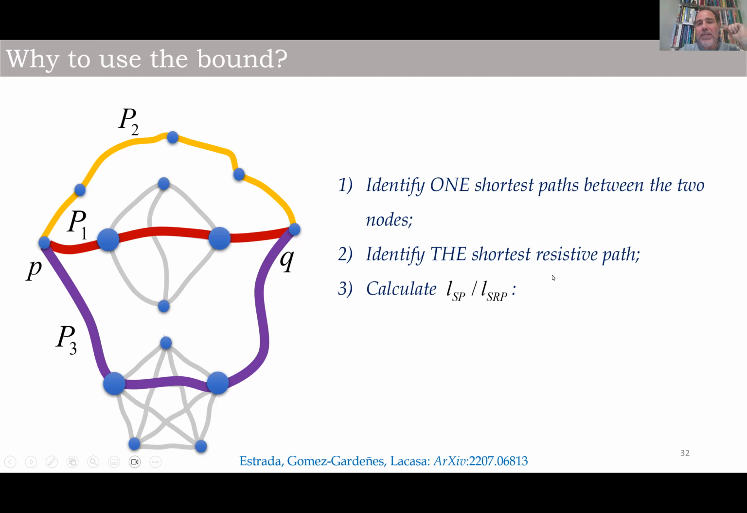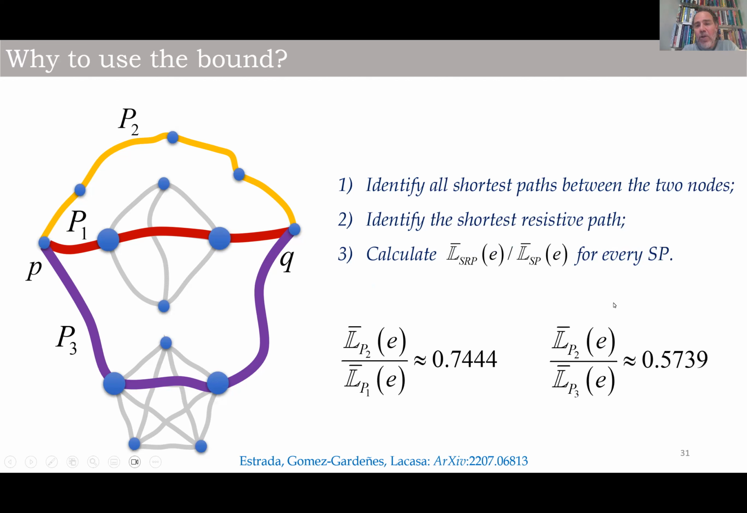Then you calculate this ratio, which doesn't depend on the length of the resistive path, and what you obtain is this upper bound. So, the worst case scenario that you have here. See that this should be the least resistive of the two paths, because you only save here 25% of energy going through P2 than going by P1.